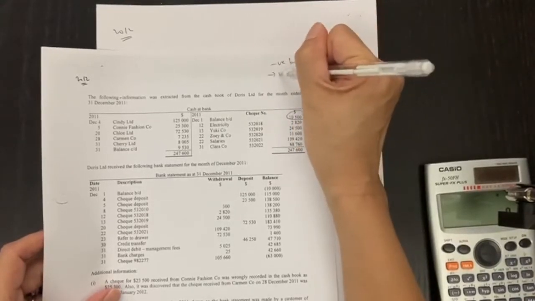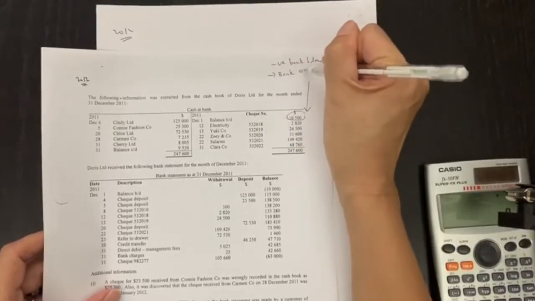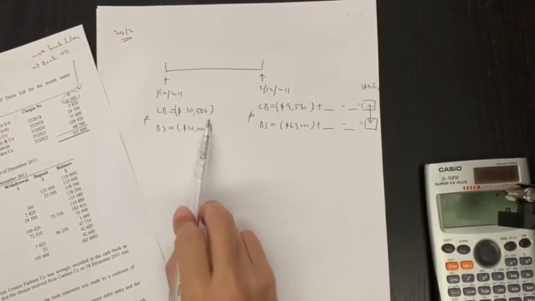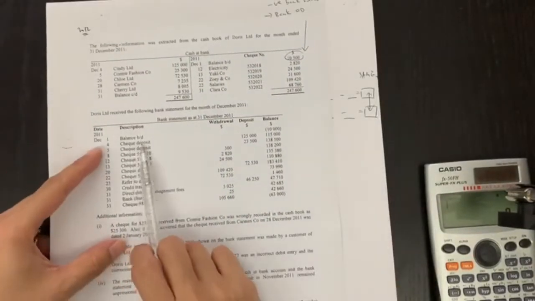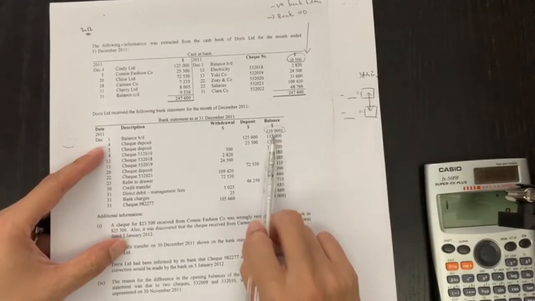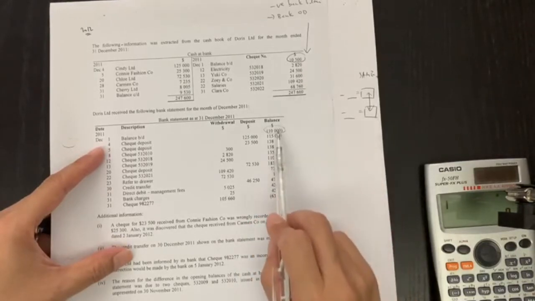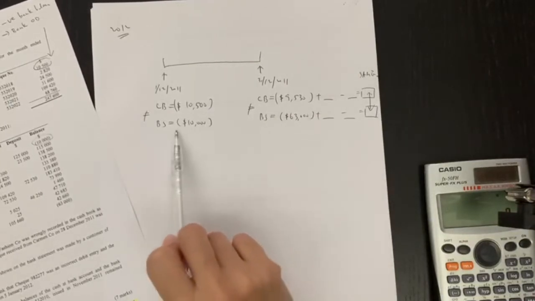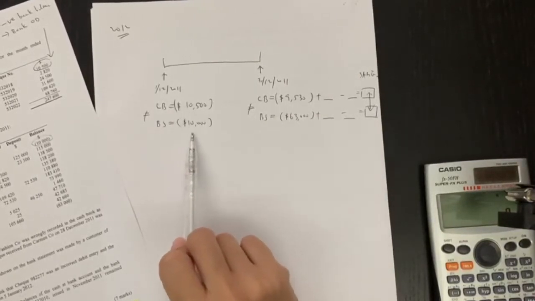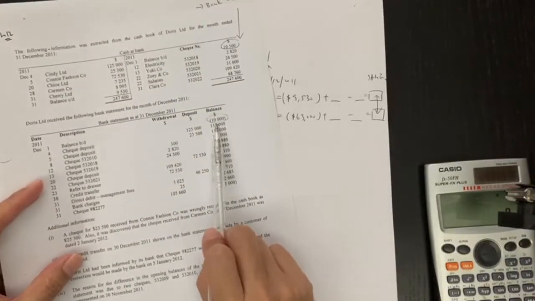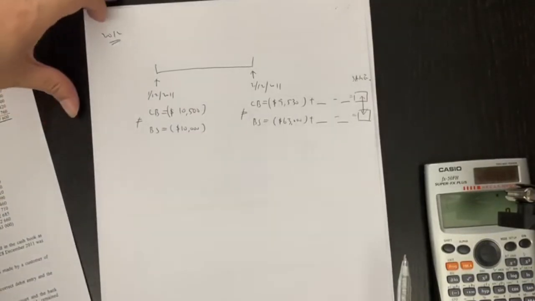Therefore it is a bank overdraft, so I use a bracket for bank overdraft. Then you look at the opening balance in the bank statement. A bracket here also means a negative figure, which is also a bank overdraft. However, why is this question difficult? Not only are the closing balances not the same, but the opening balances are also not the same. So that's why this question is quite complicated.